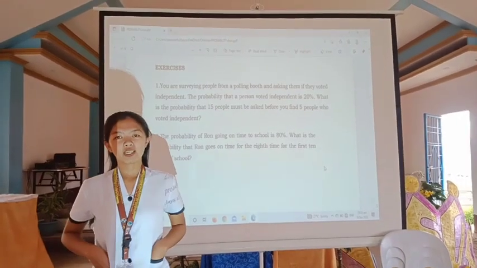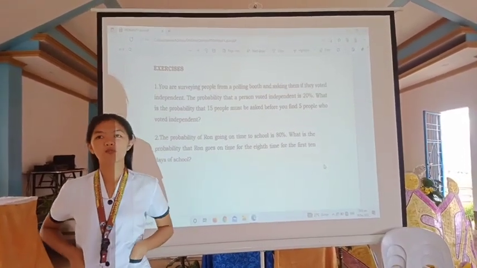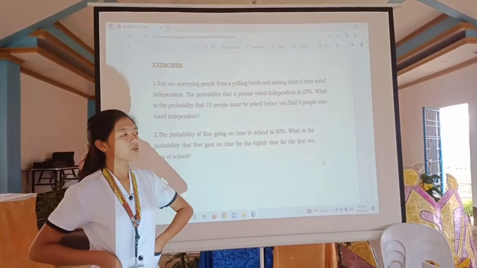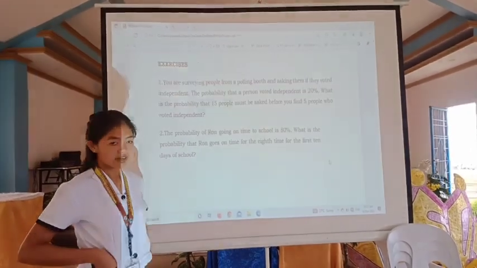That will be our example number 1 and number 2. Let's proceed to the exercises. We have 2 prepared questions on the exercises.